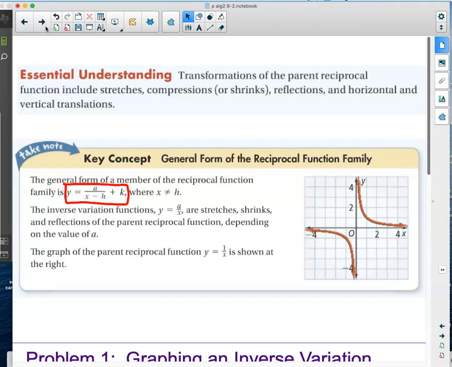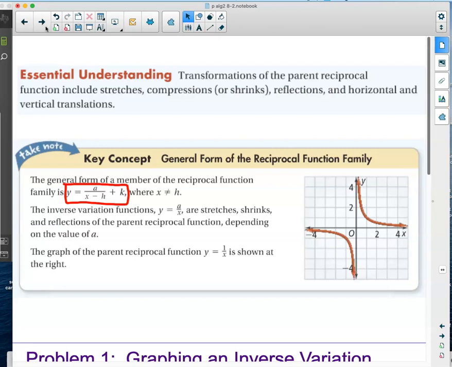The inverse variation function y equals a over x, so not a 1 anymore, shows us that this is where we're going to find reflections, if there's a negative. We're going to find vertical stretches. We're going to find vertical compressions, because that's what a has always told us. So stretches, shrinks, and reflections are all a part of a.